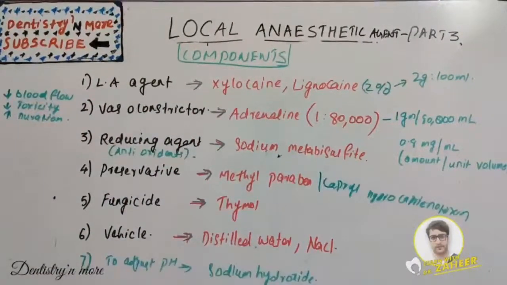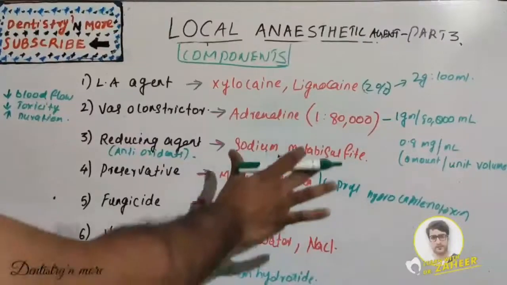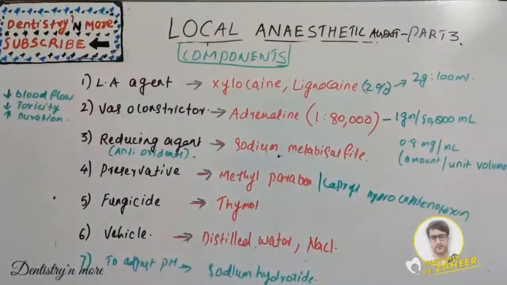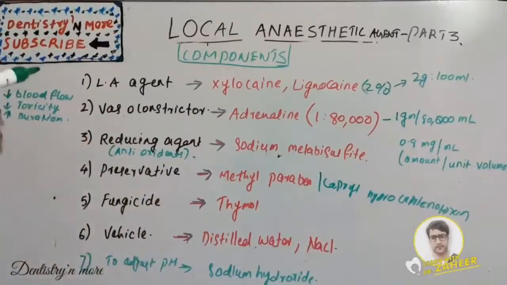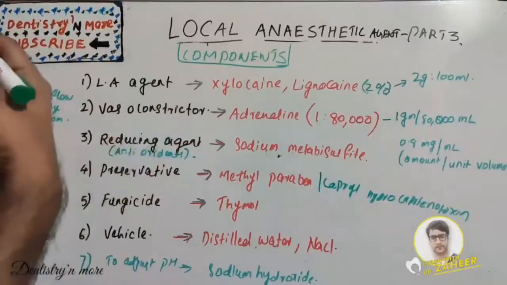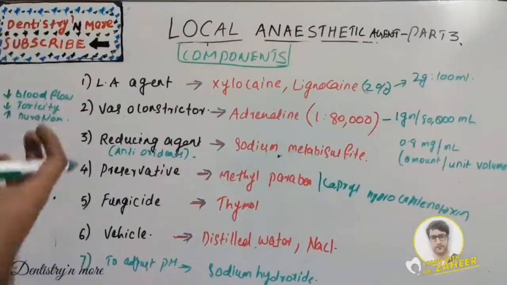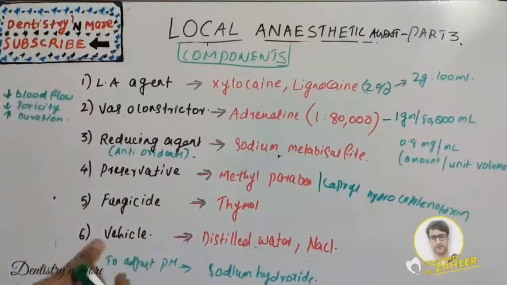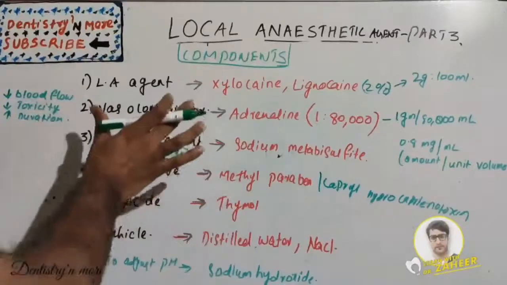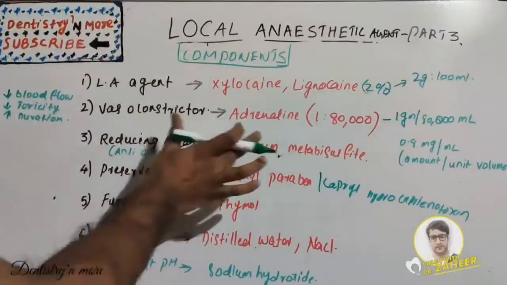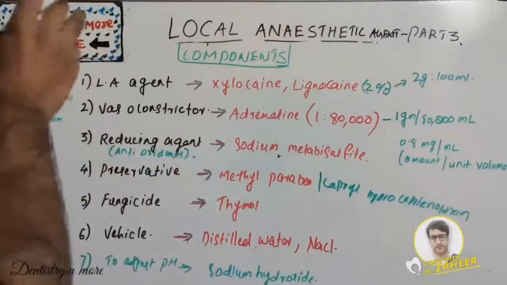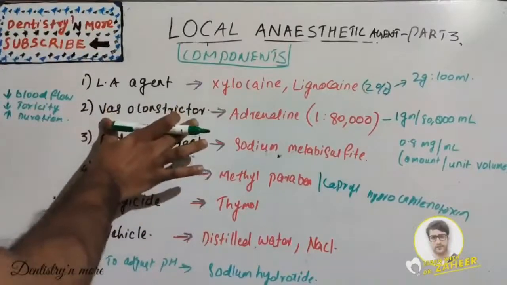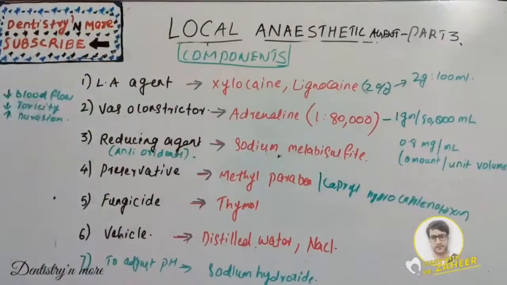So the next component is the reducing agent or antioxidant. The product is sodium metabisulfite. This vasoconstrictor has one problem because it is very unstable in solution and may oxidize, especially on prolonged exposure to sunlight. Once it is oxidized, the color will become brown, and that is an indication that the solution must be discarded. So we need to prevent that. In order to prevent that, we add sodium metabisulfite as a reducing agent. This reducing agent will compete for the available oxygen, and the shelf life of the local anesthetic solution will increase.